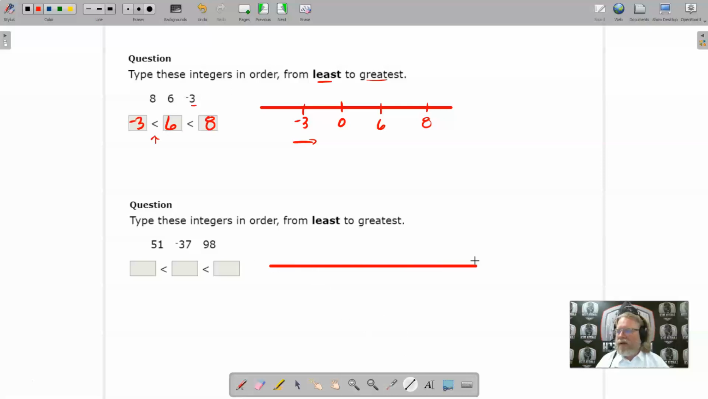Next one here, another number line. I have some positives and negatives, so I know I need a 0. And I have a negative number, negative 37. And then I have a couple positive numbers. I would come to 51 first, and then I would come at some point to 98. And I'm listing them from least to greatest, so I'm going to start at the left and go to the right. So negative 37, my next one is 51, and then 98.